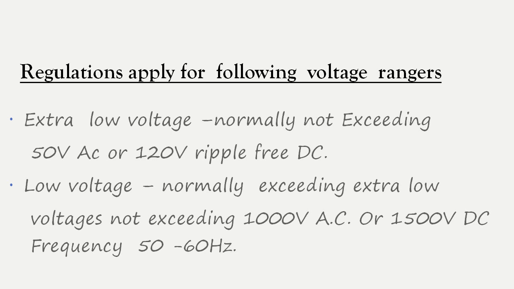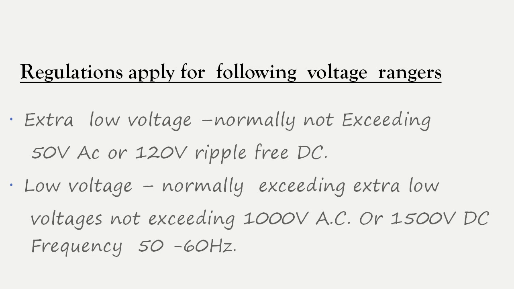Regulations apply for the following voltage ranges: extra low voltage, normally not exceeding 50 volt AC or 120 volt ripple-free DC. Low voltages, normally exceeding extra low voltages, not exceeding 1000 volt AC or 1500 volt DC. Frequency 50 to 60 Hertz. These are the voltage ranges applicable for the IET regulations.